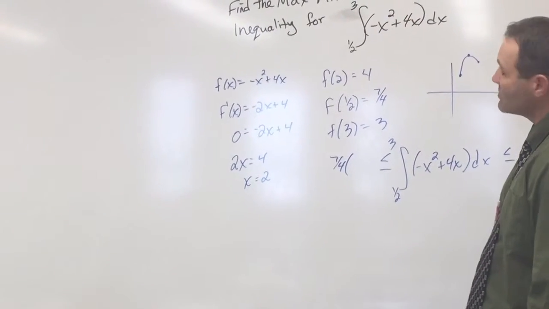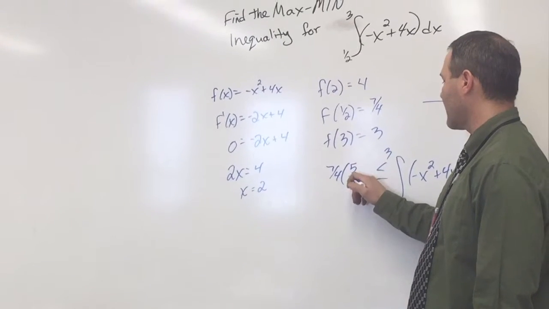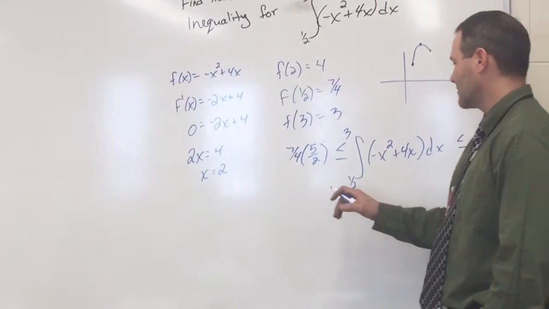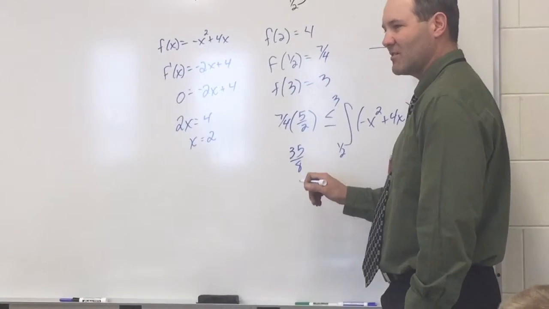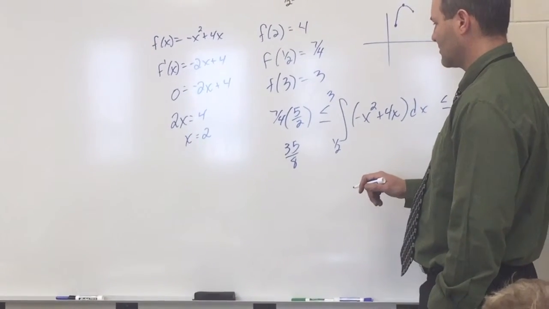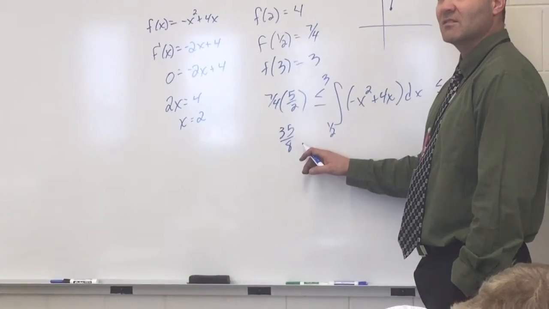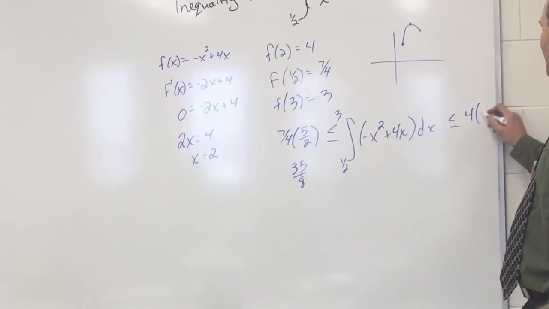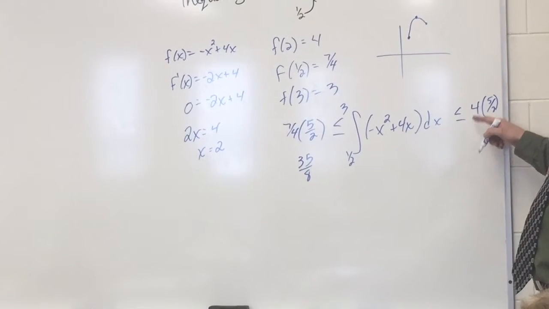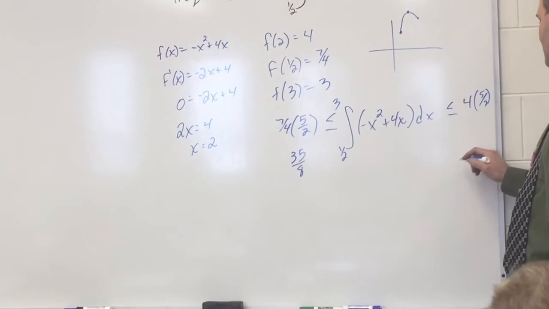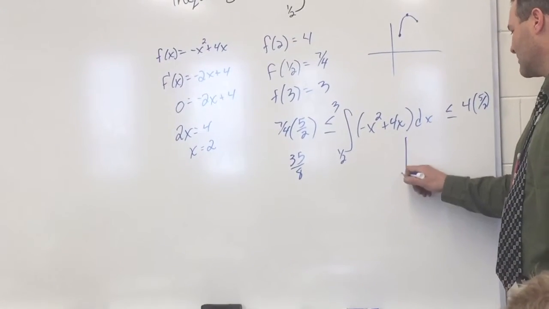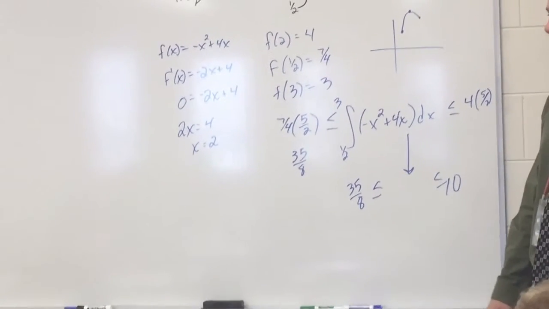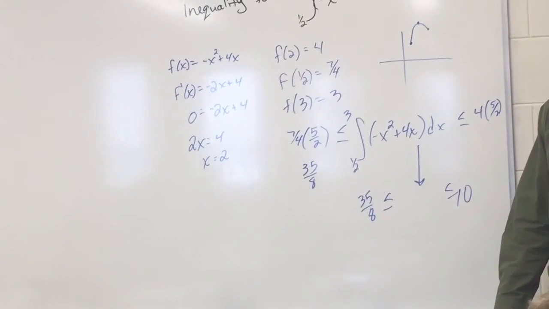Our min is 7/4, and 3 minus 1/2 is 5/2. So b minus a is 5/2, 35/8. Yes. What did you say? 8 3/4? I think. Anybody else get 35/8? Our max is 4 times 5/2, which is 20 over 2, which is 10. I forgot to multiply the bottom of my fractions. Okay, makes sense? Yes.